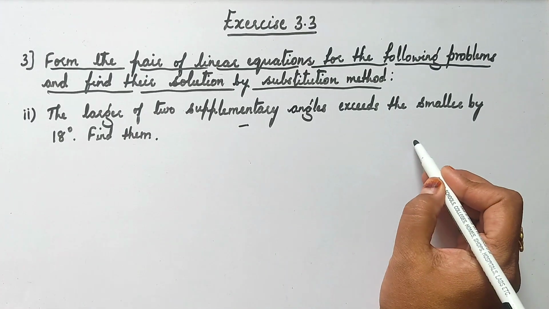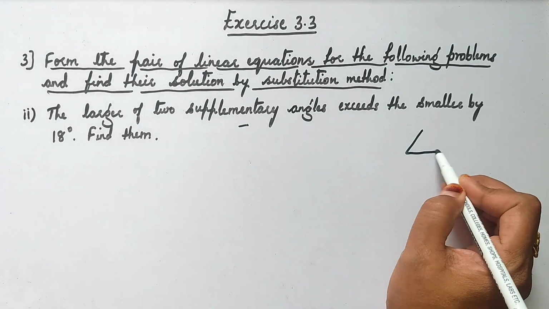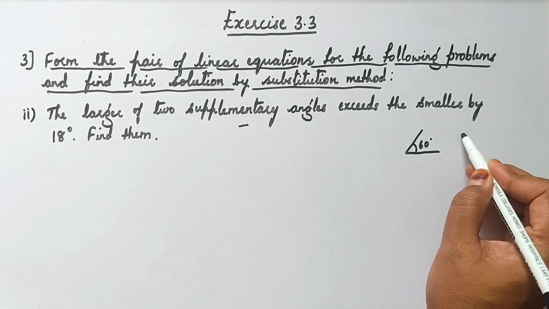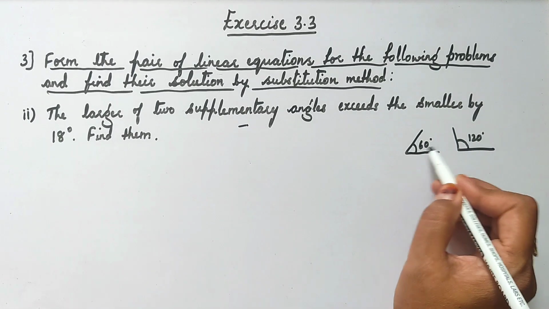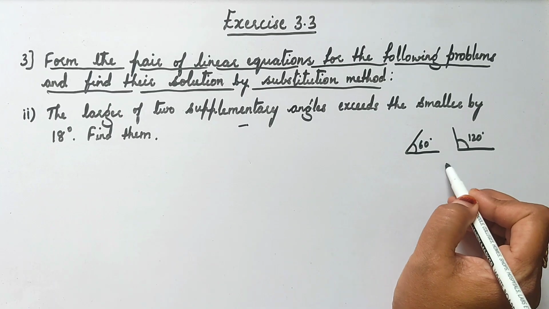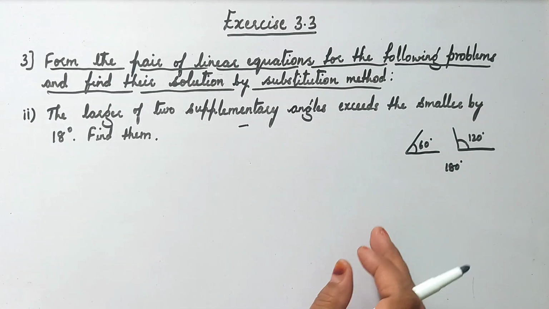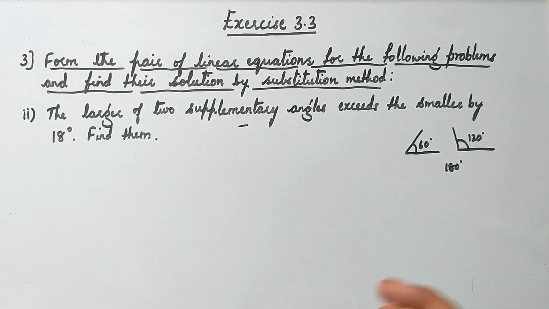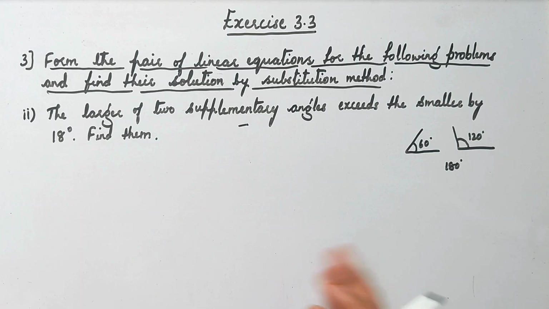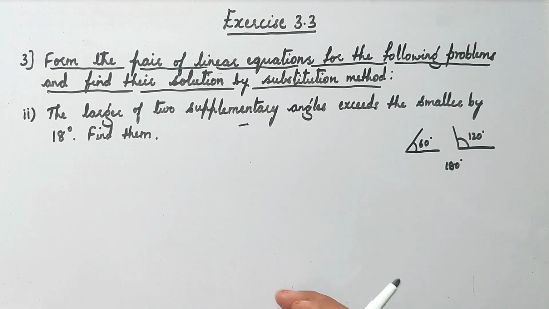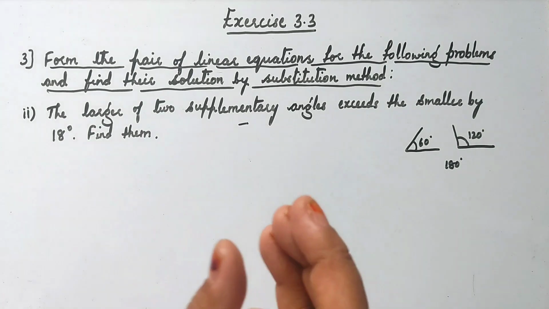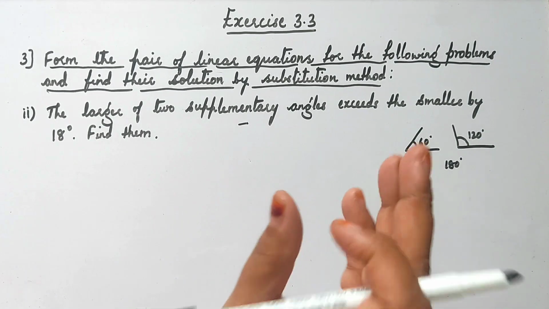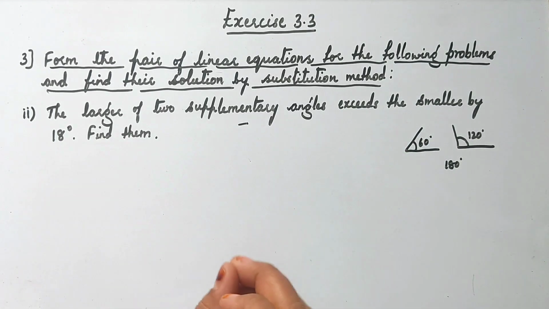When you add two angles, I can say this is 60 degrees and this is 120 degrees. When you add these two angles, you are going to get 180 degrees, right? Any two angles, say 100 and 80, you get 180. Or 90 and 90, when you add those two angles, you get 180 degrees. Supplementary means when you add two angles, you have to get 180 degrees. Then only we say it is a supplementary angle.